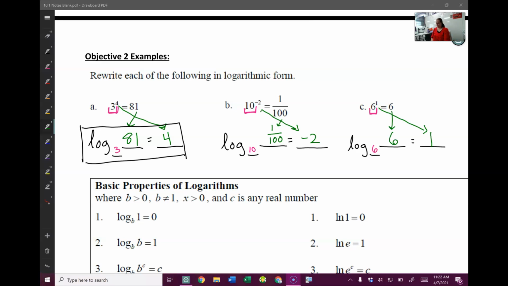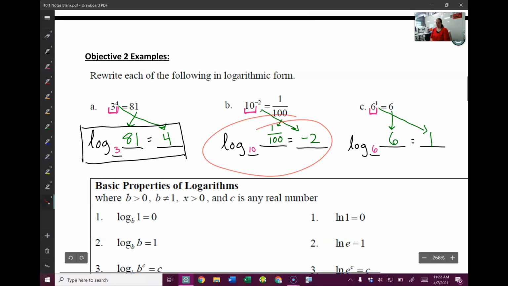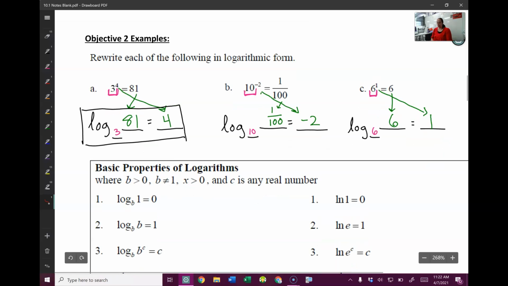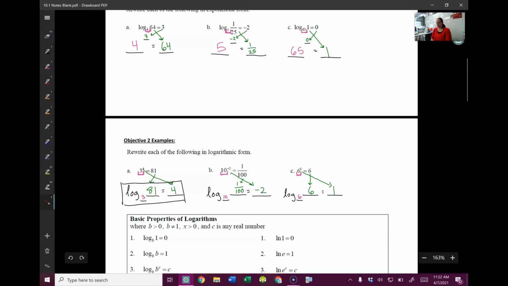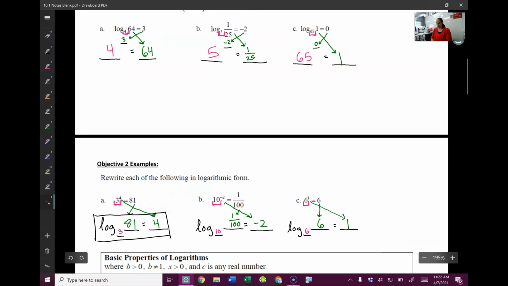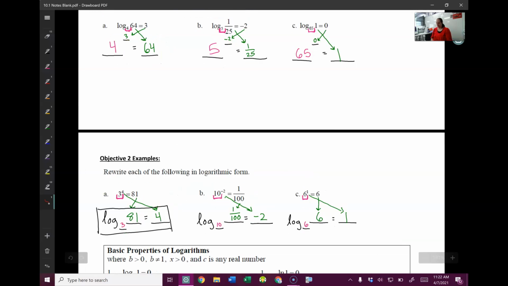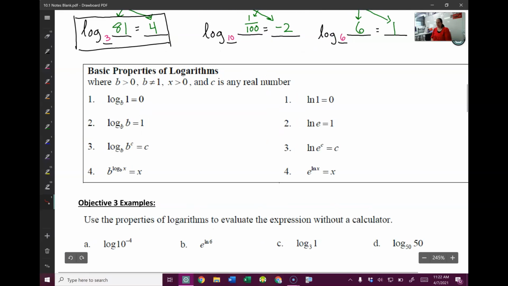Let's see how you did. So for B, I got log base 10 of 1 over 100 equals negative 2. And C, I got log base 6 of 6 equals 1. Now, I want to use these 6 problems to introduce another idea to you. And that is these basic properties of logarithms.